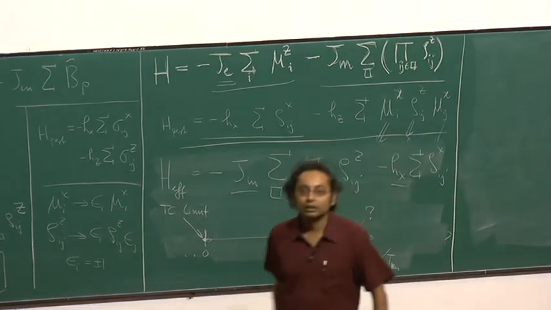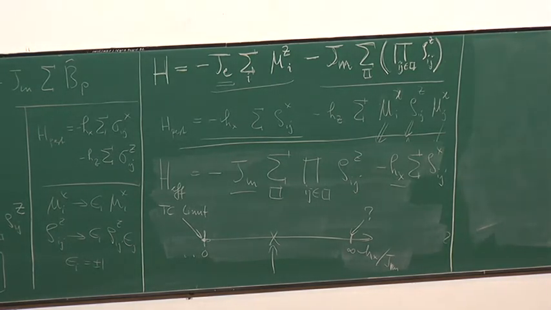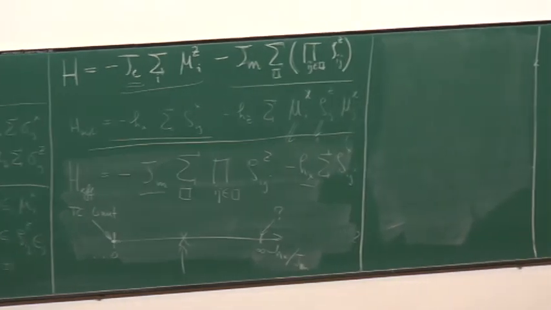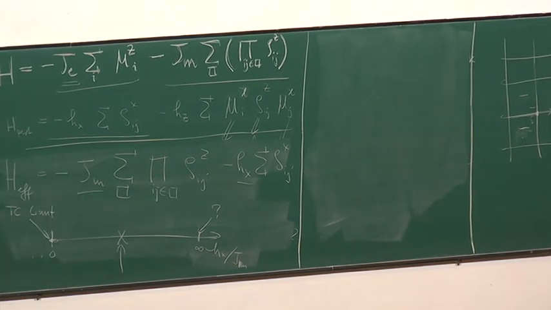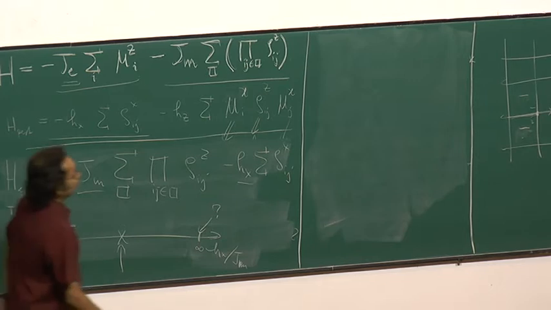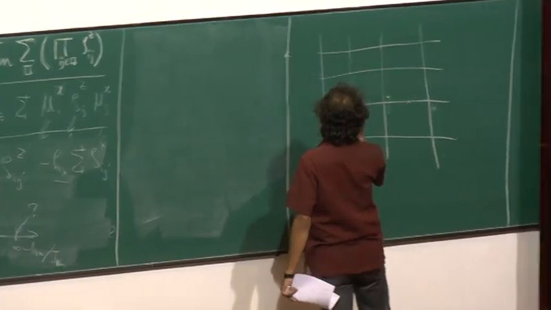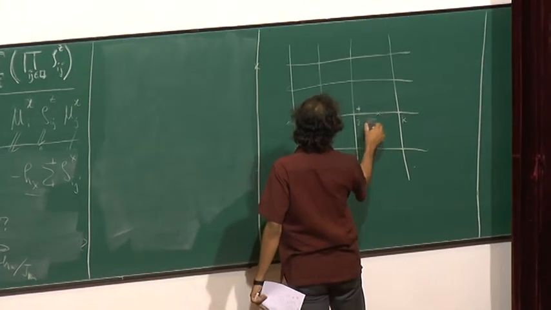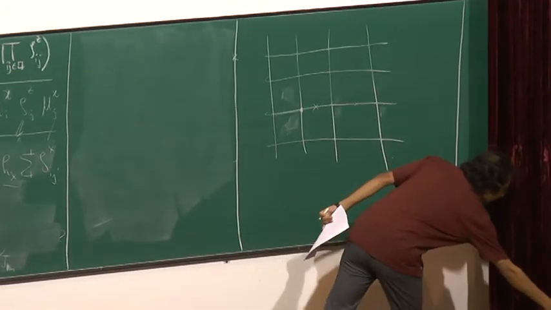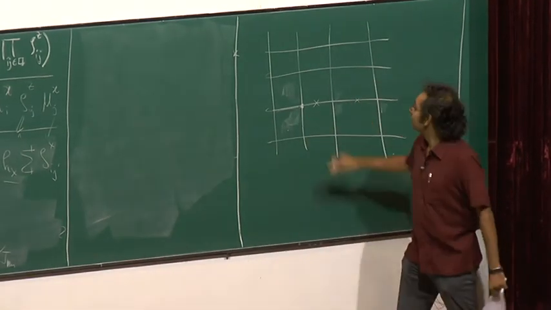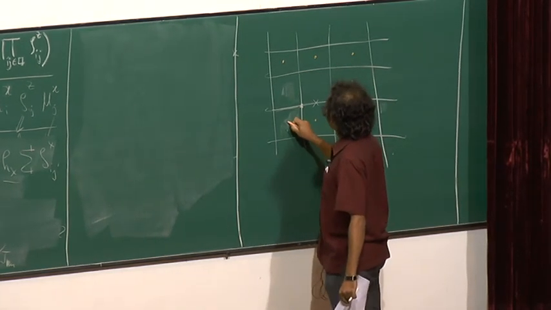Any questions as to what I'm doing? So let me draw something. Let me draw the dual lattice, which is obtained by joining the centers of the plaquettes.